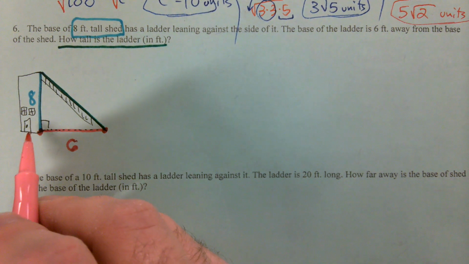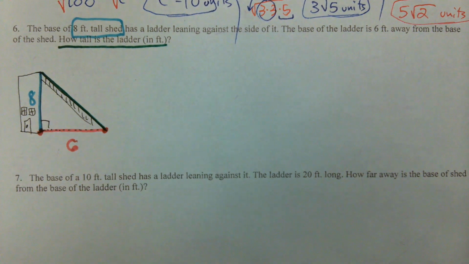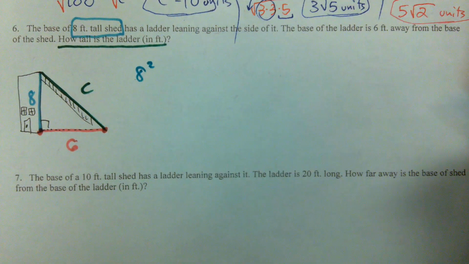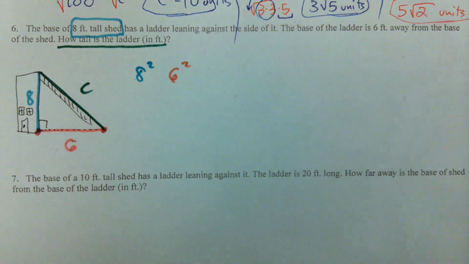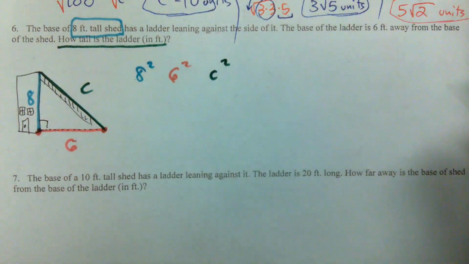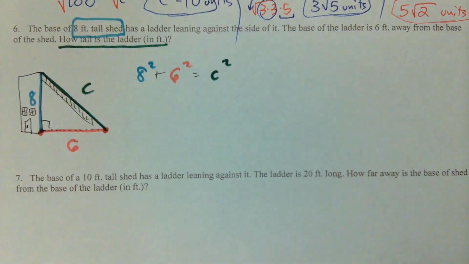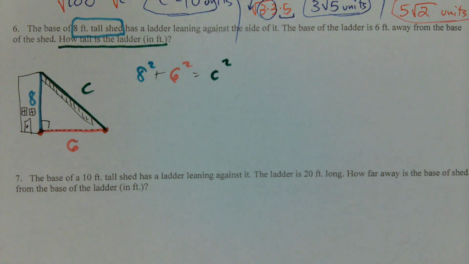So I know the height of the shed. I know how far away they are. What variable am I solving for here? C. 8 squared plus 6 squared equals C squared. See if you could solve that out on your own and figure out how long the ladder is. Perfect.